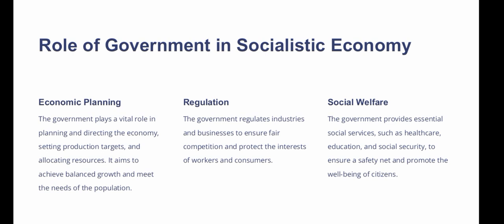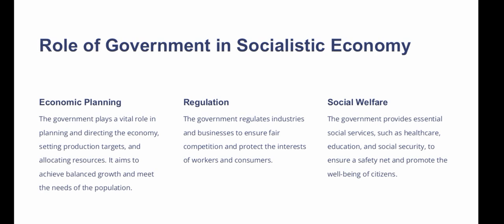Then the next concept is the role of government in socialistic economy. What is the actual role of government, how can government participate in socialistic economy, and how can government be helpful in socialistic economy? Let us see the actual role of government in socialistic economy.